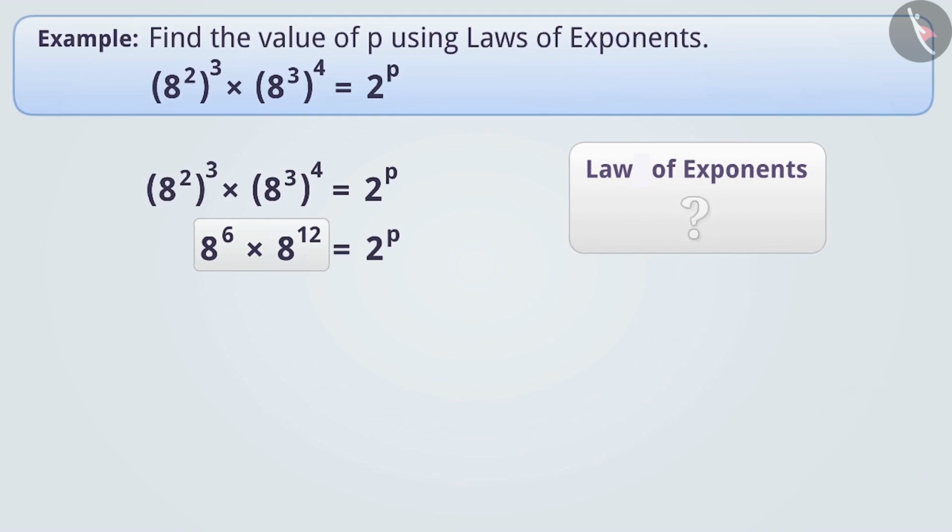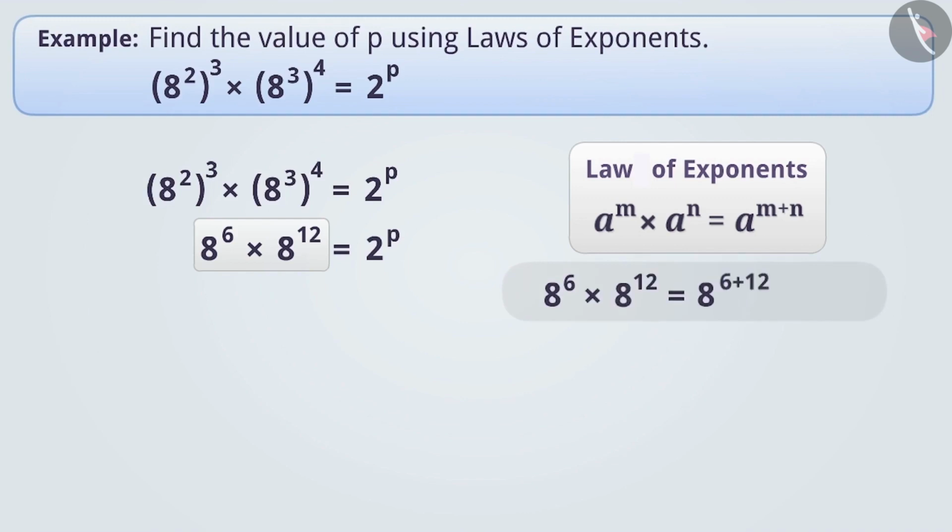Absolutely correct. We will use the law a to the power of m into a to the power of n is equal to a to the power of m plus n. Using this law, we can write 8 to the power of 6 into 8 to the power of 12 is equal to 8 to the power of 6 plus 12, which is equal to 8 to the power of 18.